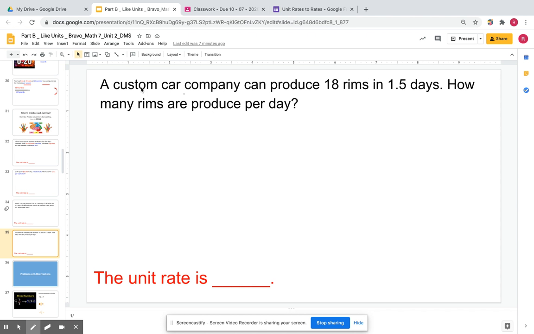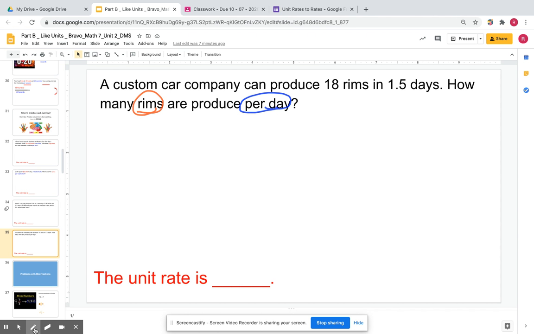Okay, from reading this, I'll read it out loud one last time. A custom car company can produce 18 rims in 1.5 days. So this company is creating 18 rims in a day and a half. So how many rims are produced per day? So how many rims are they really making in just one day? So step 1 is ask yourself what you're finding. Well, we're trying to find out how many rims in one day, per day.